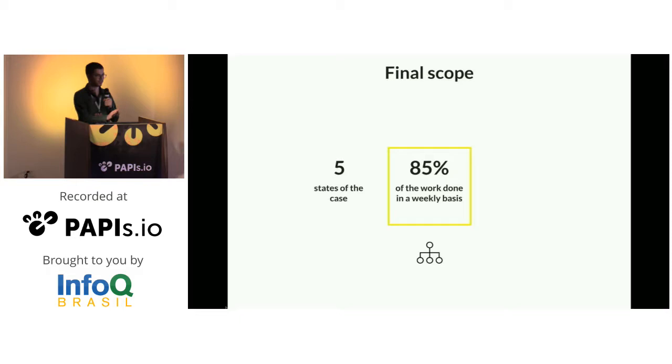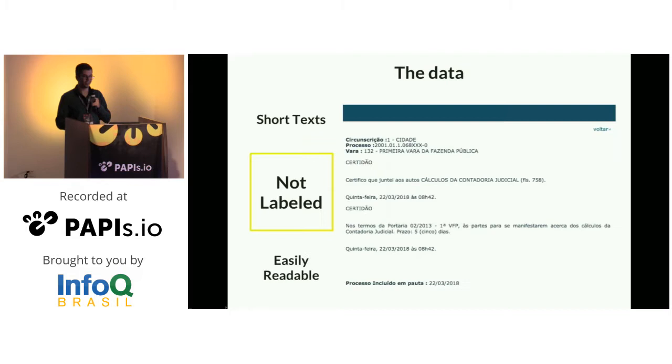So the job of these employees, who did this work on a weekly basis, was to analyze decisions that the judges published, and these decisions are mainly short texts. They are easy to read, but only for employees who already know the language, already know the jargon that the judges use. So as the previous talk told you, we had to build our own data, label it, and do our work.